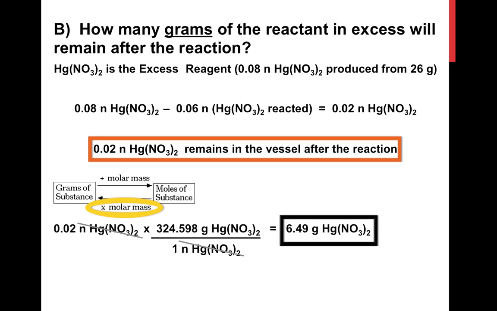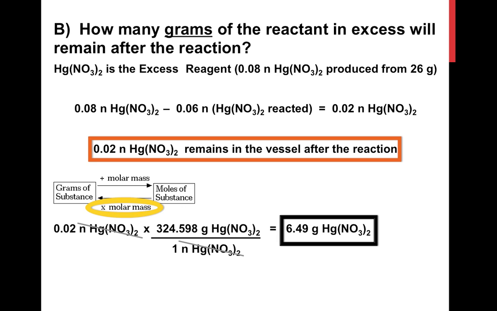We have determined that mercury nitrate is the excess reagent. Therefore, we only use 0.06 moles of mercury nitrate. So now we must subtract the amount we use from the amount we started with. Thus, 0.02 moles of mercury nitrate remains in the vessel after the reaction.